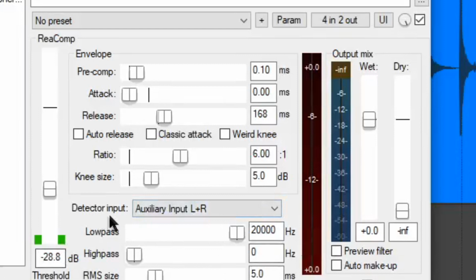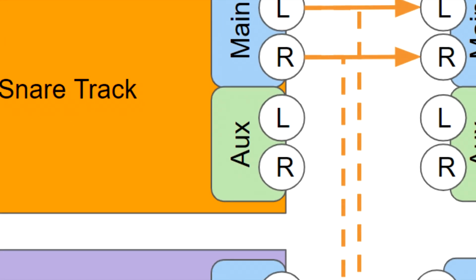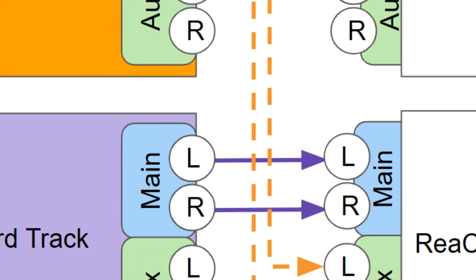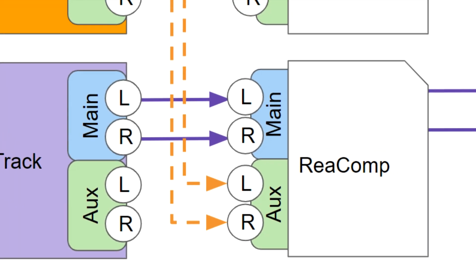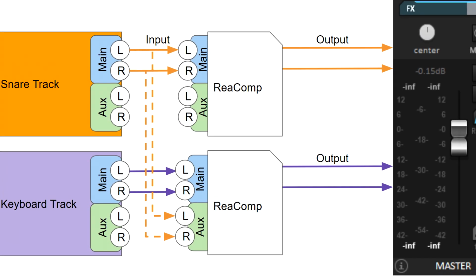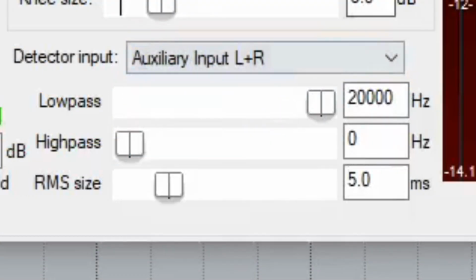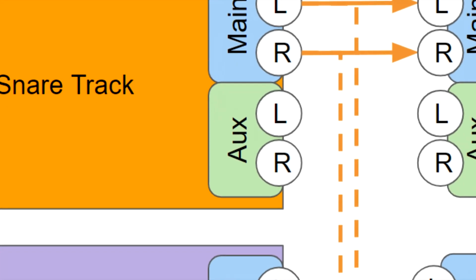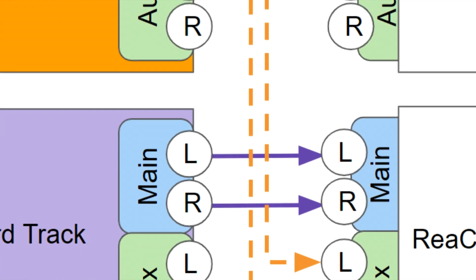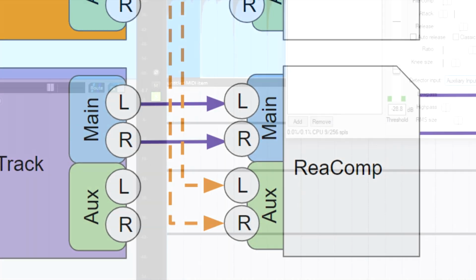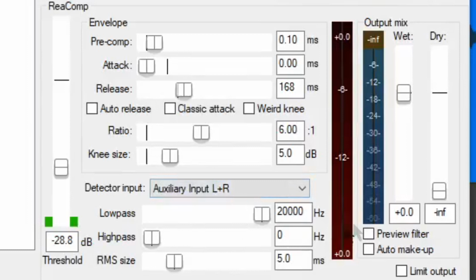What I'm doing here is going to be called sidechain compression, which is a whole video unto itself. So for now, let's just go with the idea that our snare signal is now additionally routed to our keyboard's compressor as well. So when we change the detector input on the keyboard channel to the auxiliary left-right, the compressor is now using the routed snare signal that we sent here as its guidance on when to compress.